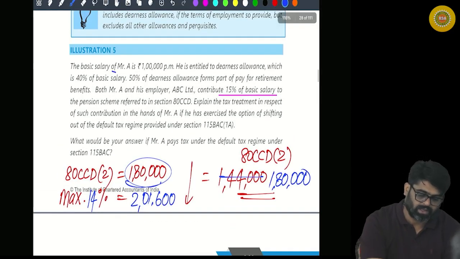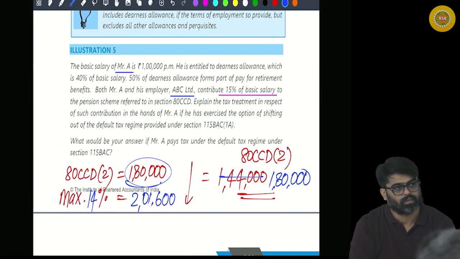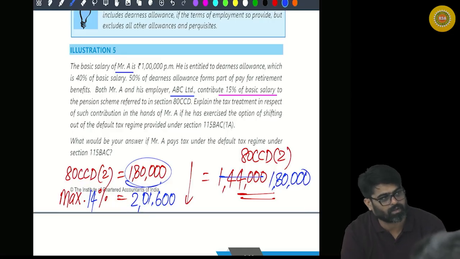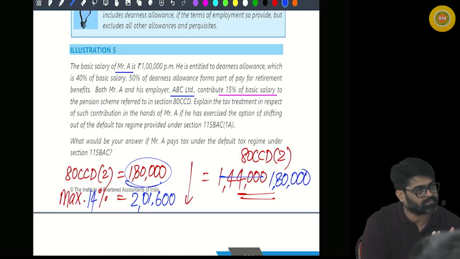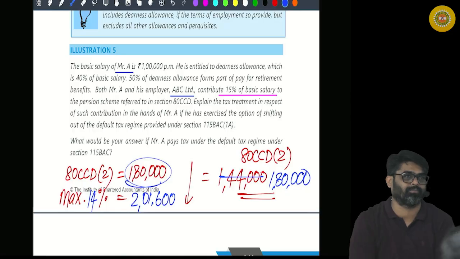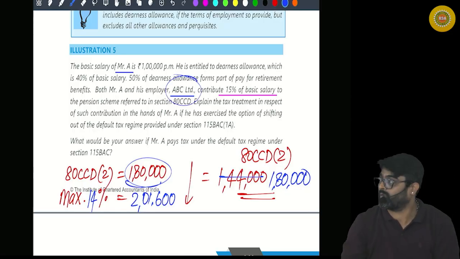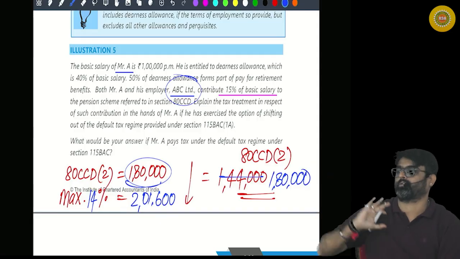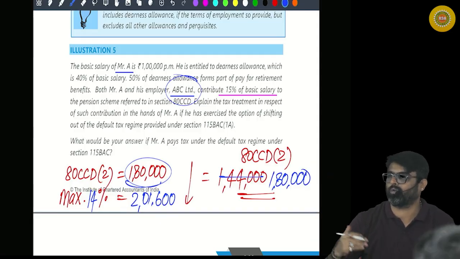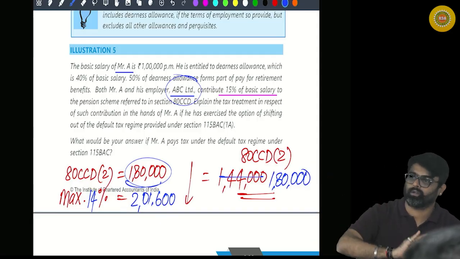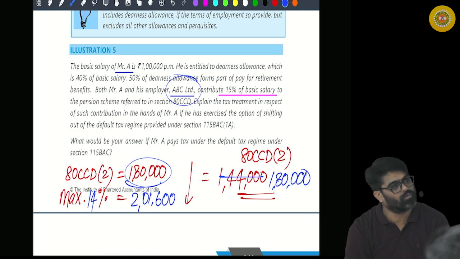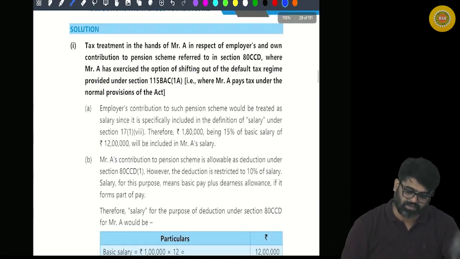Now, Mr. A is not a government employee. Hence, we have done 10% and 14%. If Mr. A was a government employee, we would have always taken 14%, whether he follows 115 BAC or does not follow 115 BAC. Will you remember this? This is the final solution.